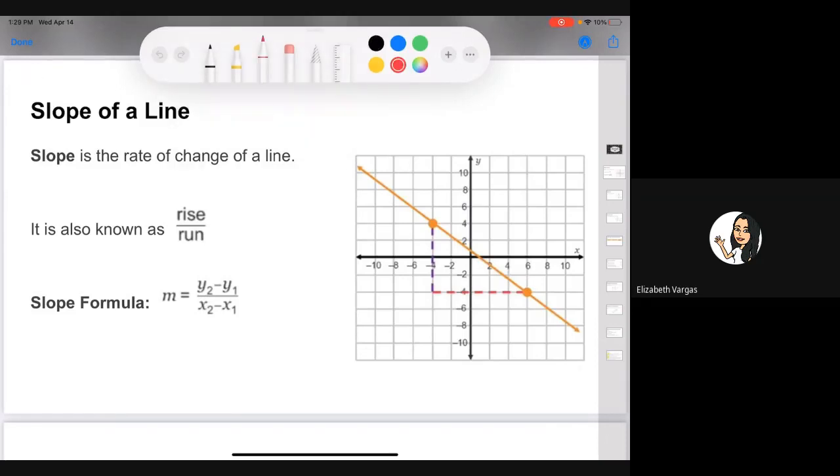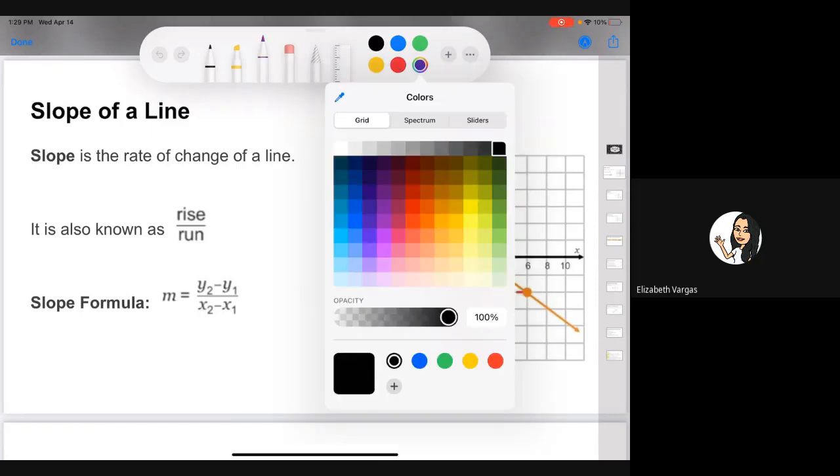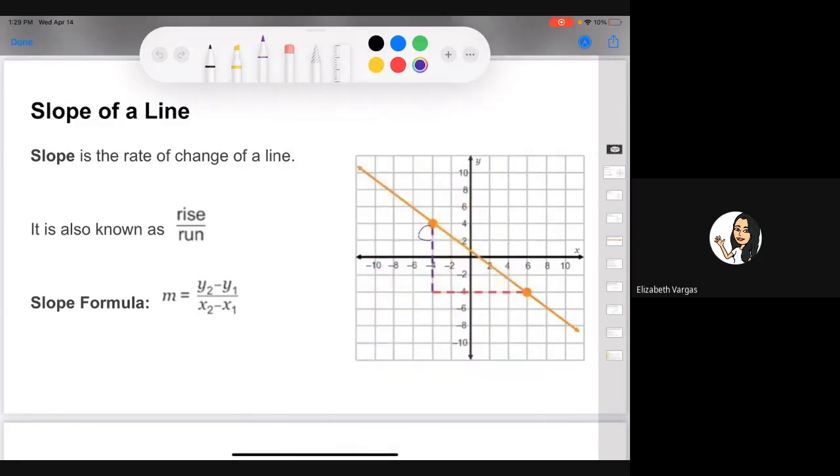Again, you can find it using rise over run. So this is 1, 2, 3, 4. And we do -4 because we're going downwards. And then 1, 2, 3, 4, 5. And so our slope would be -4 over 5 in this instance.